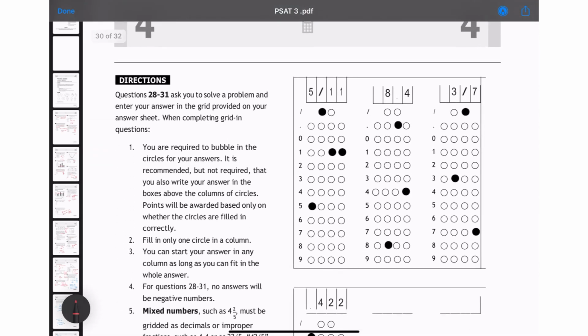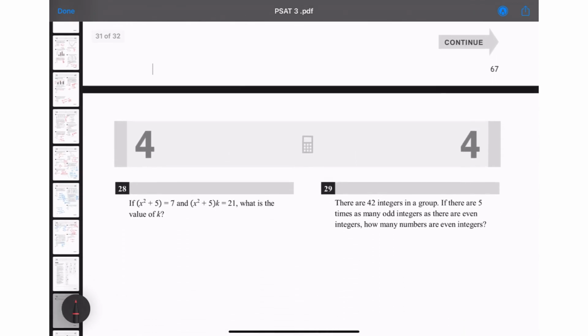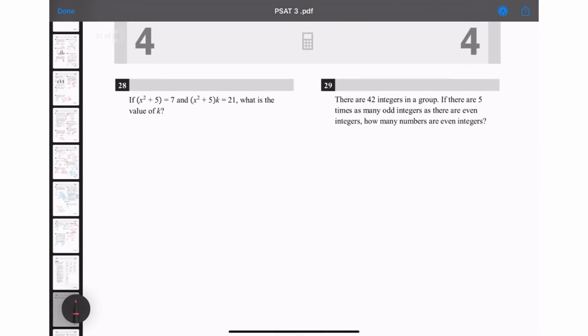And now about the last 4 questions of the calculator section. These are gridding. Gridding question means you have to just calculate the answer and plug in on the grid given in the answer sheet. So the first question is x square plus 5 is equal to 7. What is k? So just put 7 over here. 7 times k is 21. Yes, k is 3. Very good.